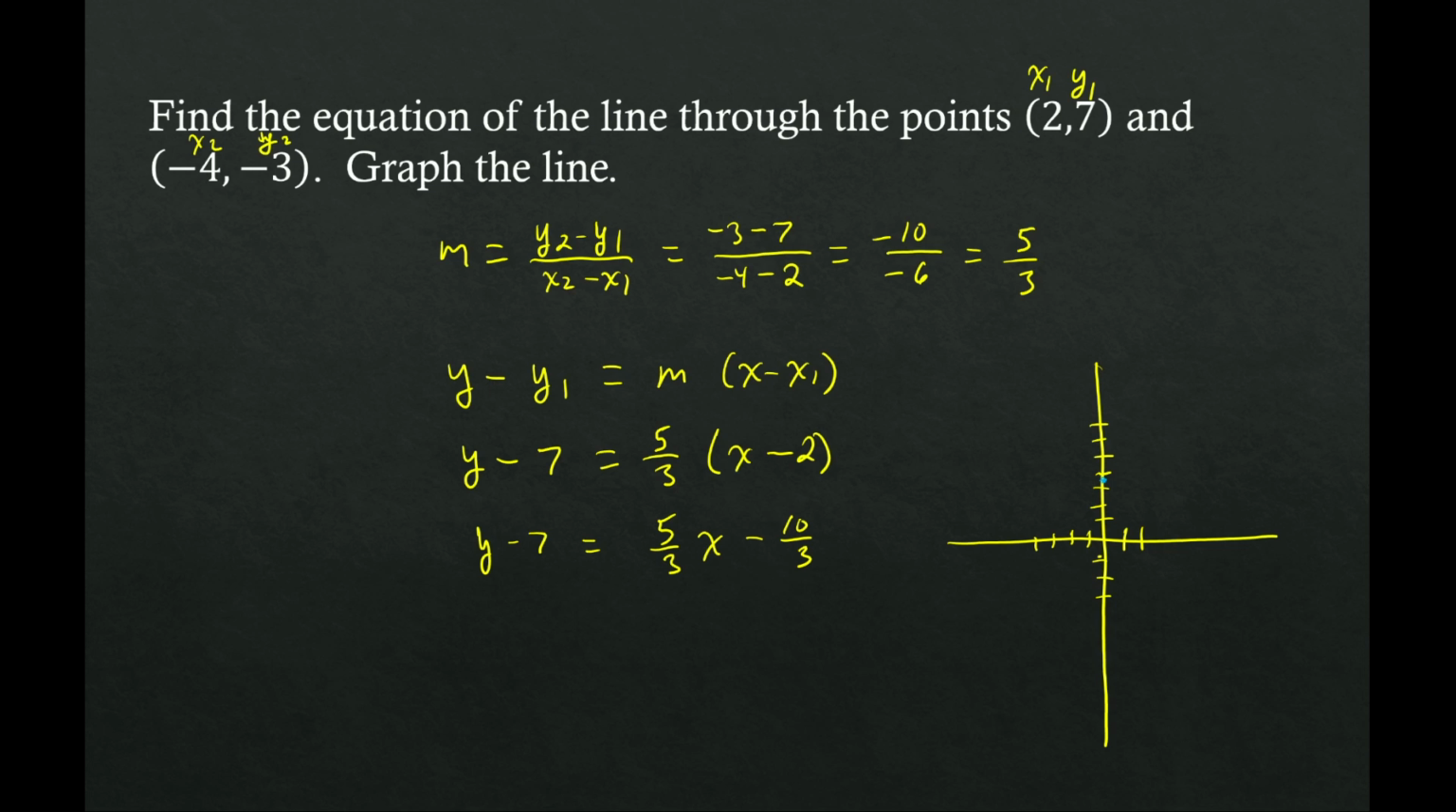And so then we can add a 7 to both sides. 7 in terms of thirds is equal to 21/3. So we'll get y equals 5/3 x plus 21/3 minus 10/3, which is going to be 11/3. And so for this one, we can graph 2, 7. Then we can graph -4, -3.